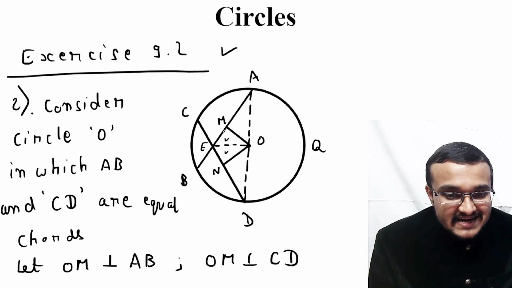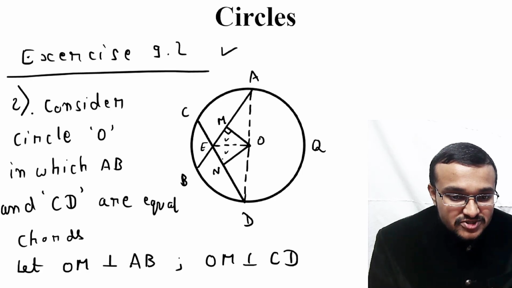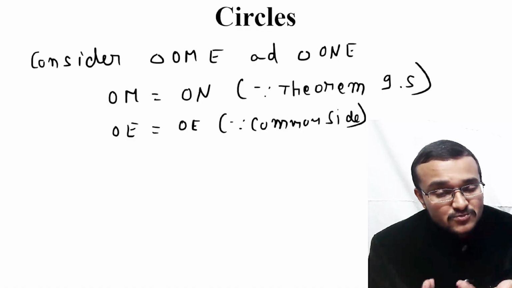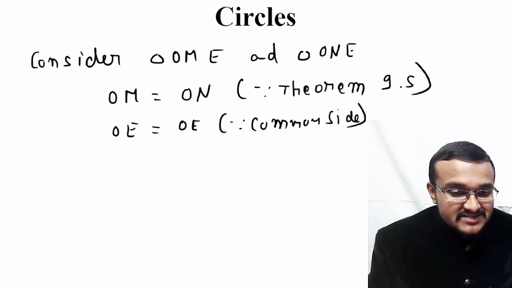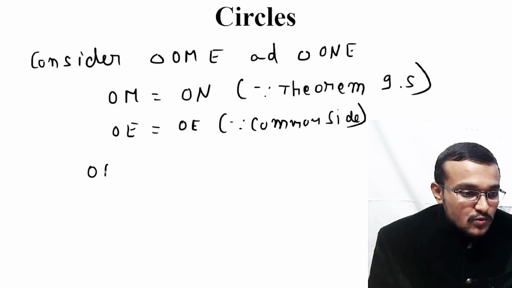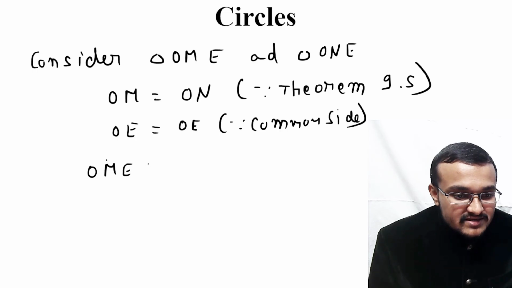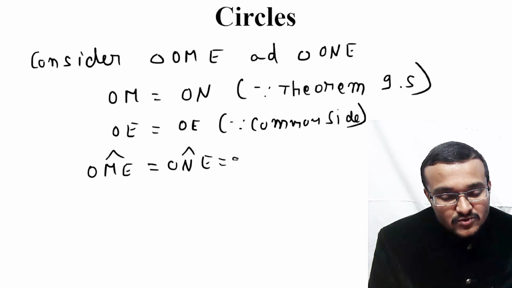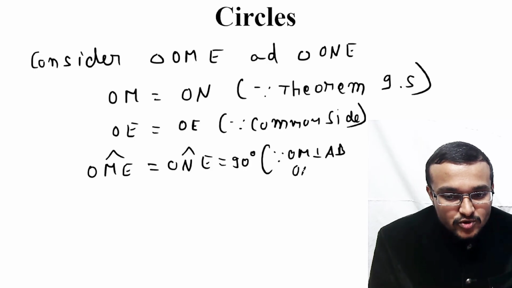And here you can see that this particular angle is also 90 degrees and this particular angle is also 90 degrees, because we have already considered OM and ON are perpendicular to AB and CD. So here angle OME is equal to angle ONE, which is equal to 90 degrees, because OM is perpendicular to AB and ON is perpendicular to CD.